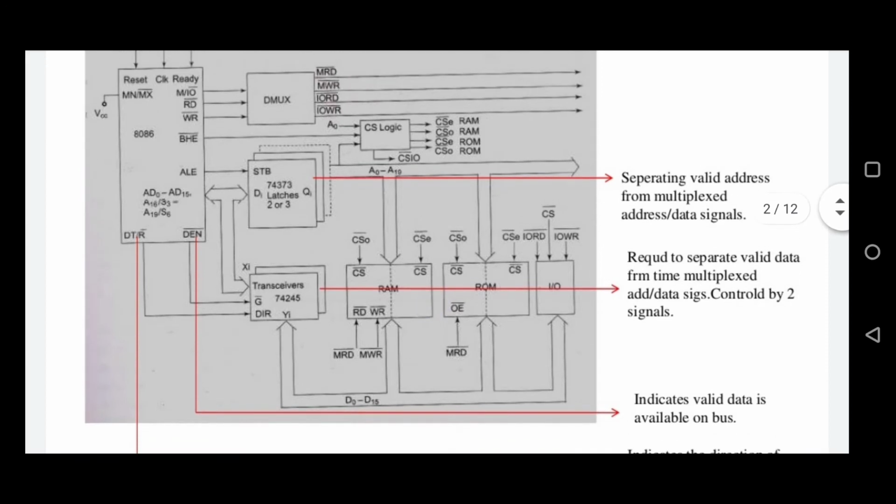See the output of the CS logic. The inputs of this block are A0, the address pin, and BHE, bus high enable, and the output of this chip selection logic gives the even address and odd address selects, that is CS suffix E and CS suffix O. E stands for even address and O stands for odd address.